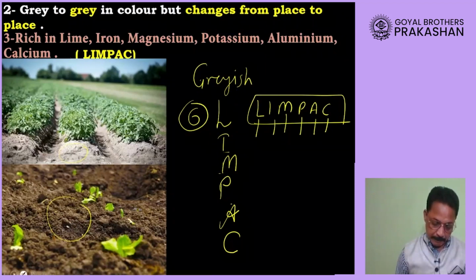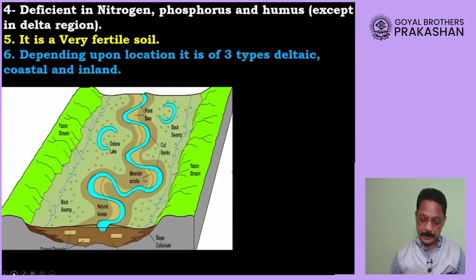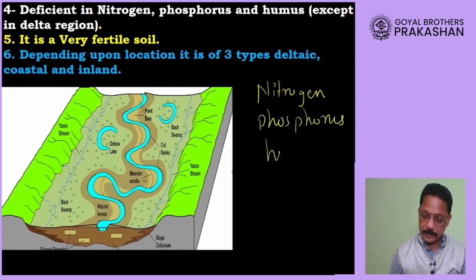These are major nutrients, and we are able to see that these nutrients are present in a very great quantity. Therefore, this soil is very fertile soil, but it lacks some nutrients, dear student. One of them is nitrogen. Another nutrient which is lacking is phosphorus, and at certain places this soil also lacks humus.